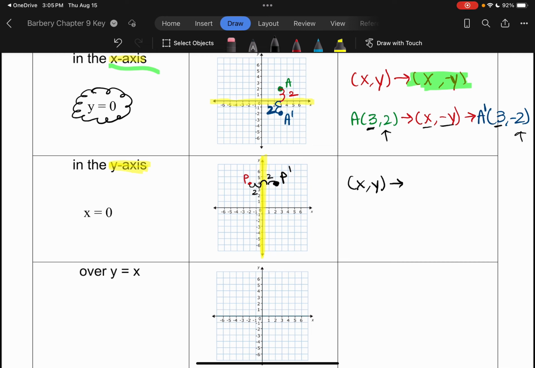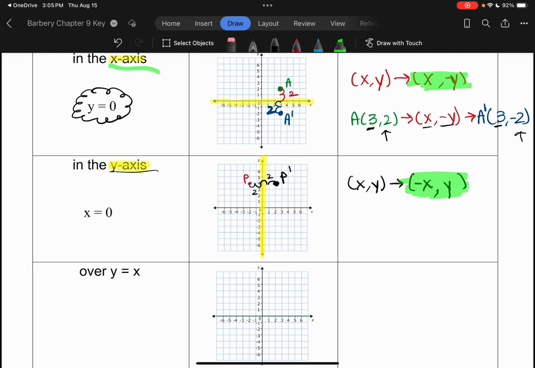The notation that we're going to have here is if I reflect over the y-axis, then the y stays the same. Now the x changes signs. Okay? And so this will be your rule, kind of like a formula that you can use. And we'll see how that works later.